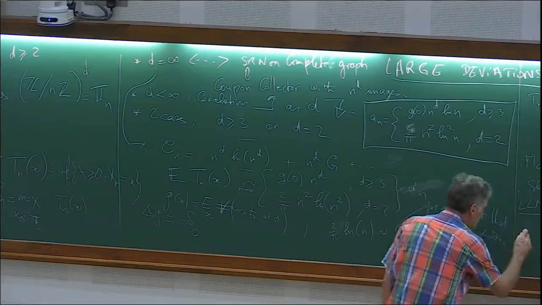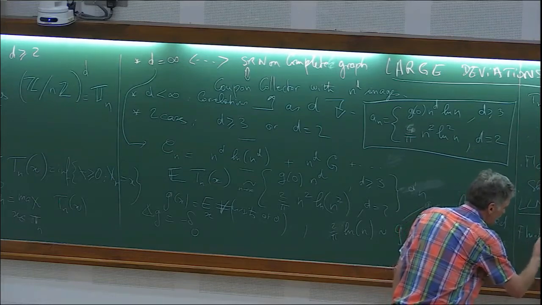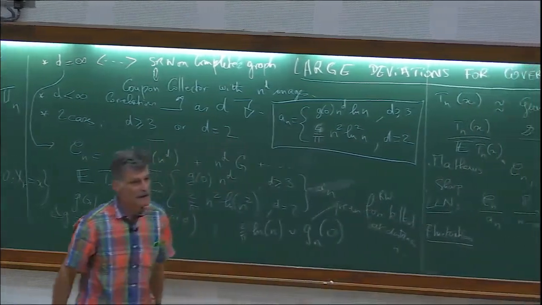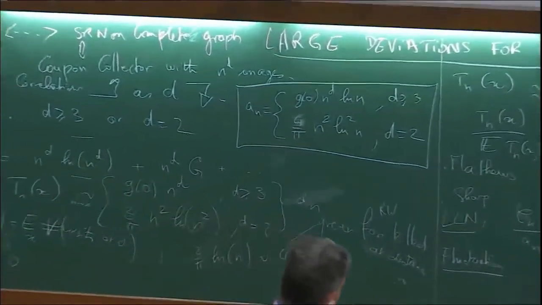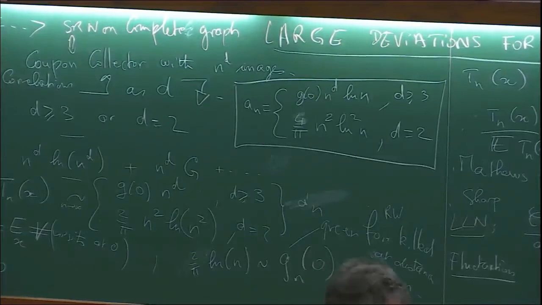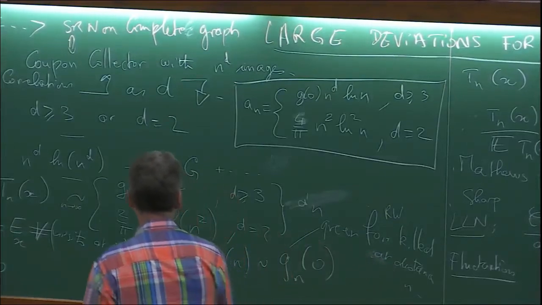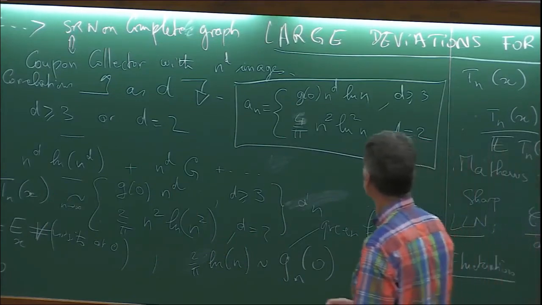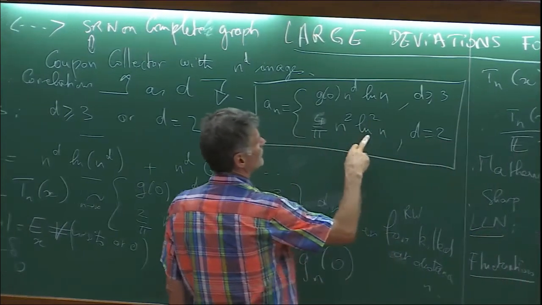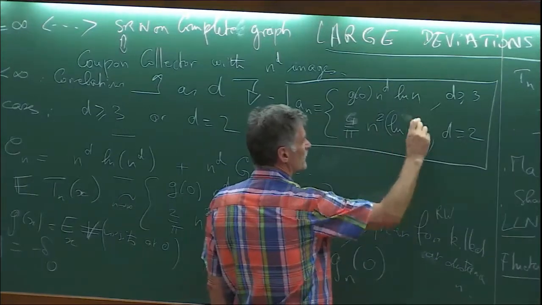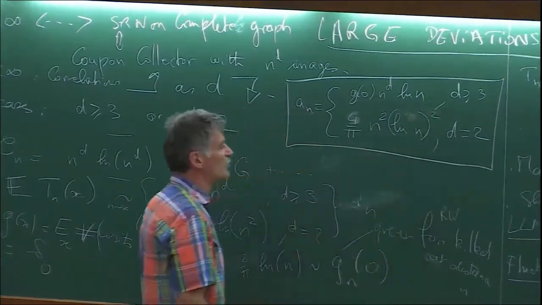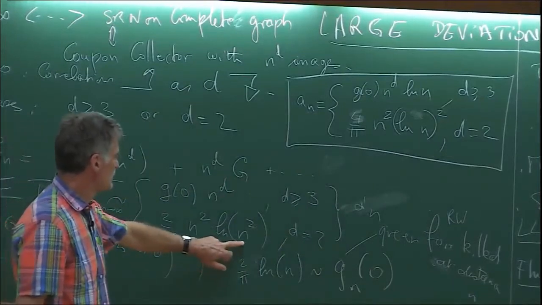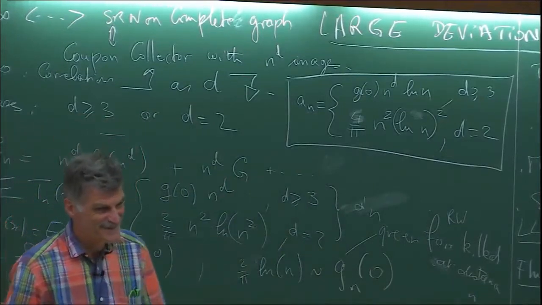So now, if you want to look at fluctuations, okay? Yeah? Sorry? An, is it log square or log n? Here? No, that's not log square. It's log n to the square. This term is log n squared, that is 2 log n.